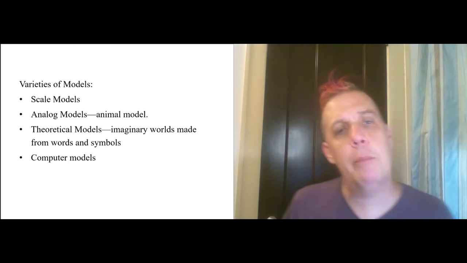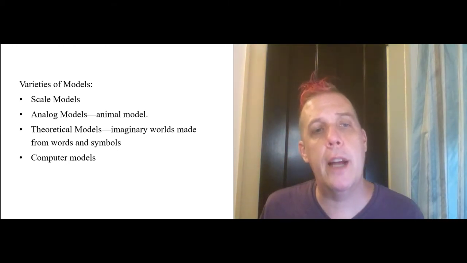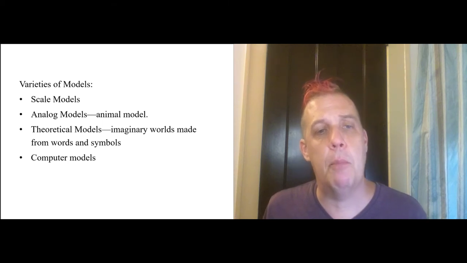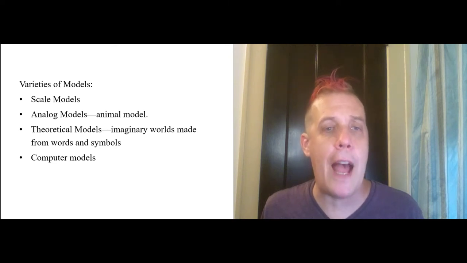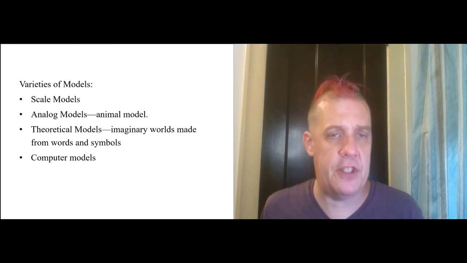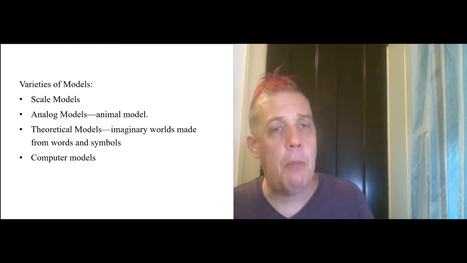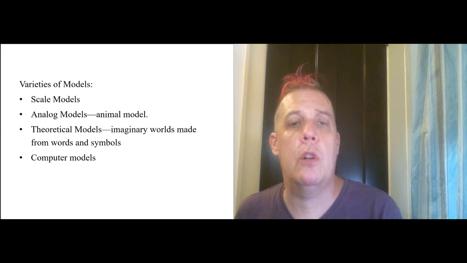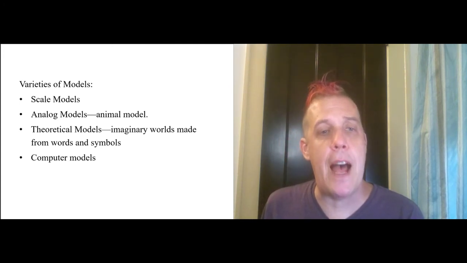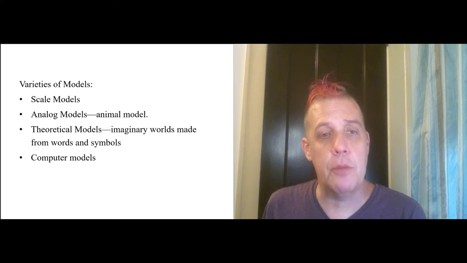We also use analog models all of the time. So when an animal is used as a model for a human, that is a part of the scientific method. That's a part of modeling. So people do studies on rats, and that is taken to be a model for human physiology. Theoretical models are the most common sort, really. So these are essentially worlds made up of words and symbols and math. And then there are computer simulation models. These are most famous in climate change.